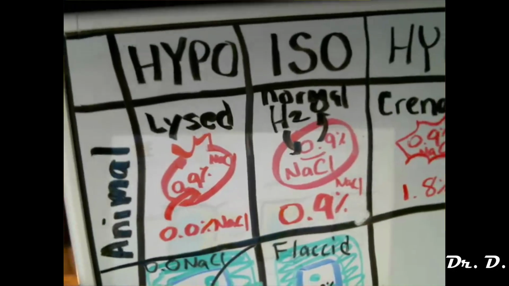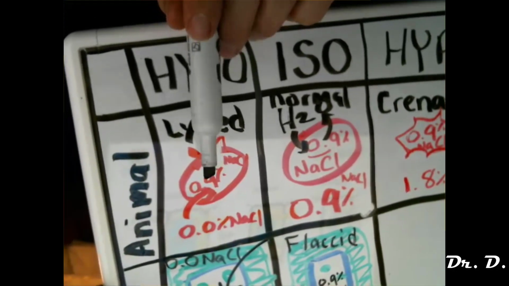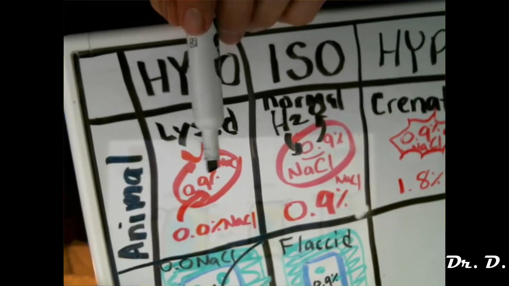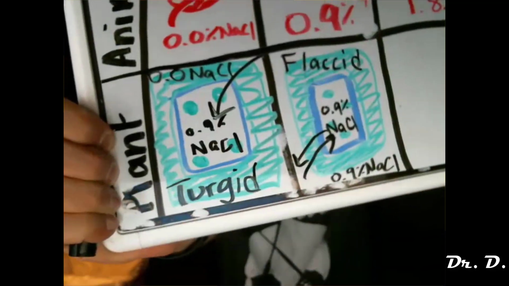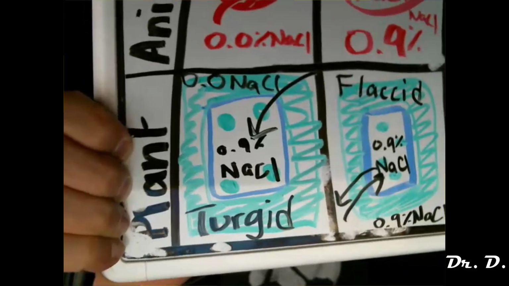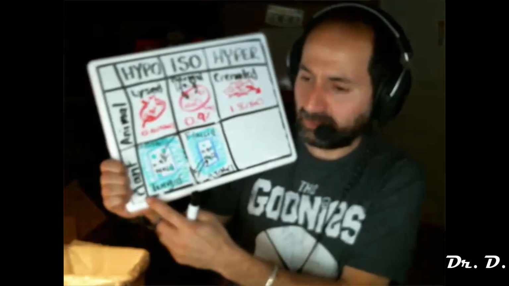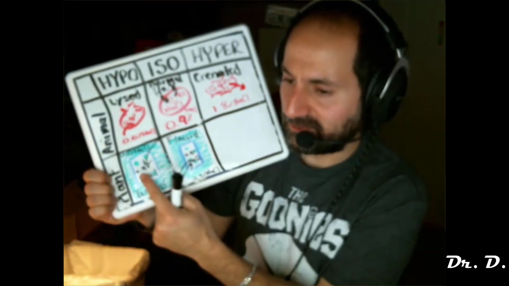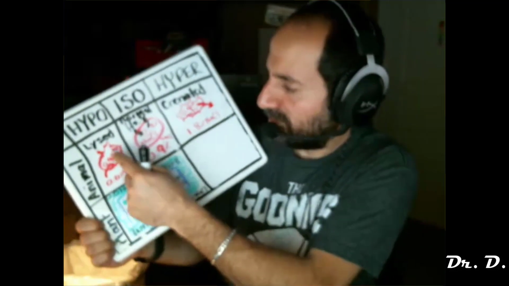But the cell doesn't lyse like an animal cell lyses, right? Animal cells lyse when it's hypo. Plant cells become turgid, and they actually love it. This is the preferred state for a plant cell. Why don't plant cells explode? How come the plant cell doesn't lyse? How come the plant cell just becomes turgid and actually enjoys itself, whereas our poor blood cells exploded?